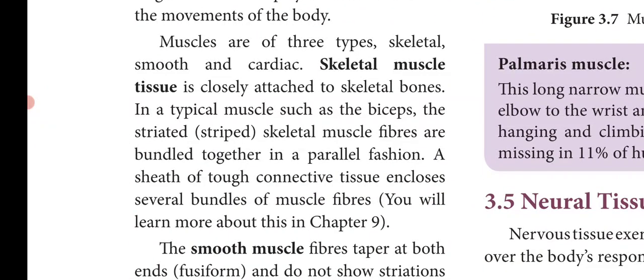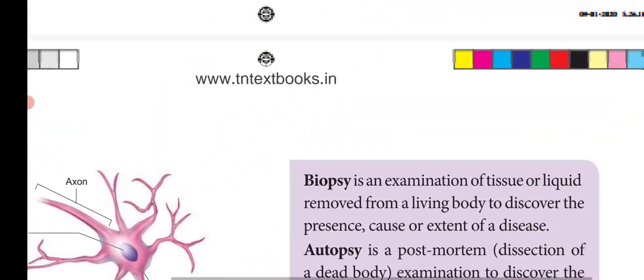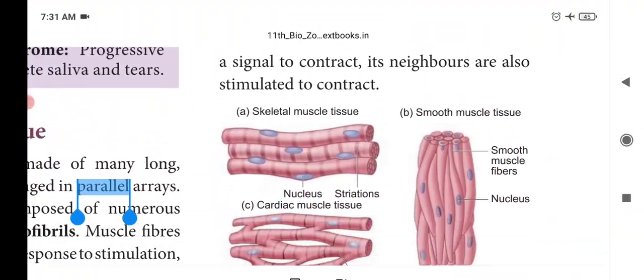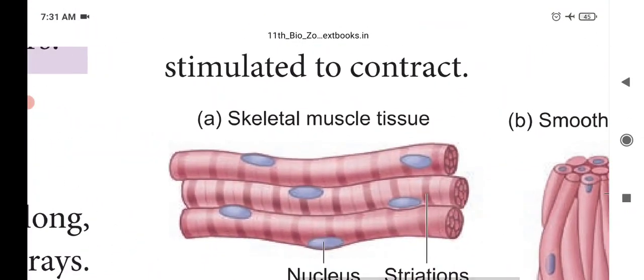If you take the muscles, they are of three types: skeletal muscles, cardiac muscles and smooth muscles. So these are the three types of muscles. Let us take the skeletal muscle first. This is the diagram of the skeletal muscle.